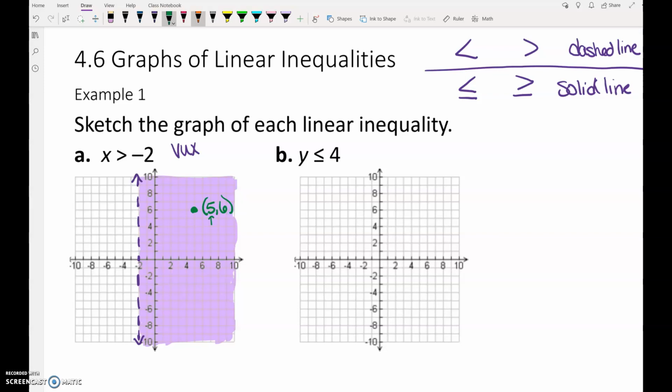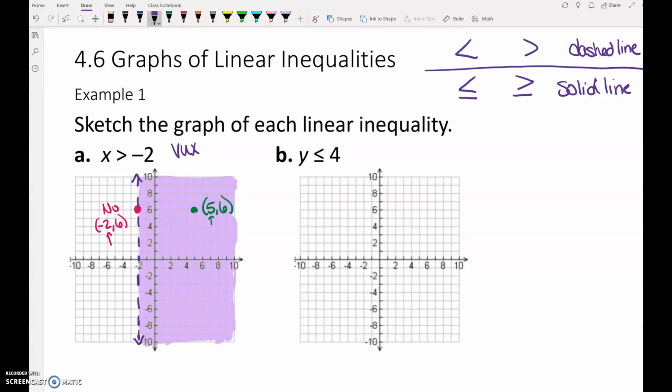If I put a pink dot right here, is that pink point a solution to this inequality? No, because it is on the dashed line, and the dashed line is not included in the shading. This point is -2, 6. Our x value is not larger than -2. It is equal to -2, so it is not a solution.